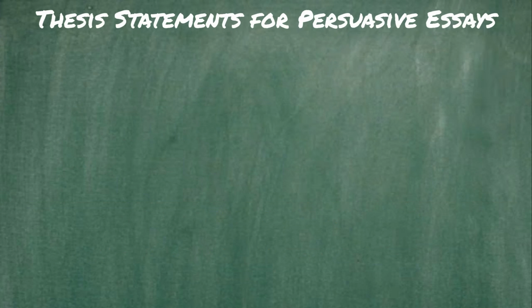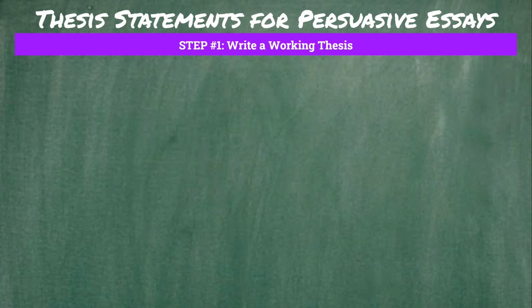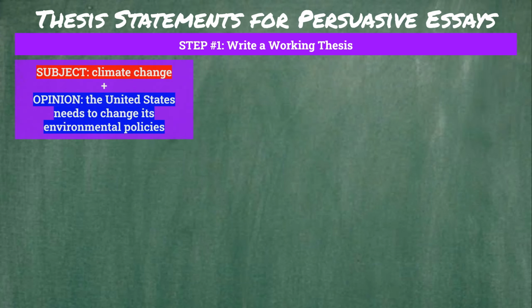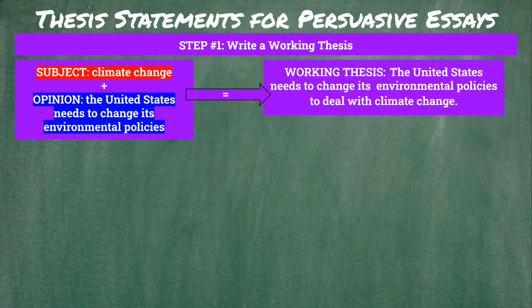We will now use the three-step process to come up with a thesis statement for this persuasive essay on climate change. Beginning with step number 1, after you have brainstormed and researched the topic, you need to figure out the subject and the opinion that will make up your working thesis. Your subject would be climate change, and your opinion would be the United States needs to change its environmental policies. So let's complete step number 1 in the thesis creation process, writing a working thesis. Using the working thesis equation, we put the subject and the opinion together to form the working thesis. The United States needs to change its environmental policies to deal with climate change.